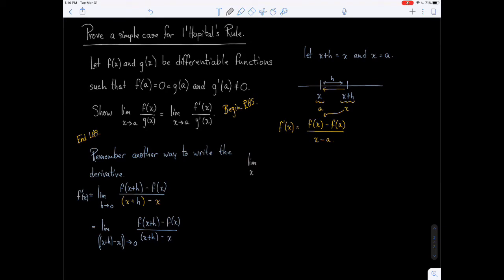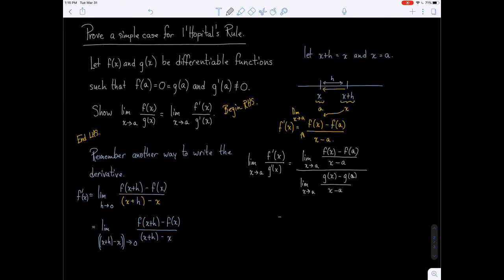So our limit as x approaches a of f prime of x over g prime of x. Well, remember the derivative f prime of x is really the limit as x approaches a. Oh, and I forgot it right up above. Goodness gracious. Right in here, I should have had the limit as x goes to a. Okay. And so the limit as x goes to a of f of x minus f of a over x minus a, all of that over the limit as x approaches a of g of x minus g of a over x minus a.